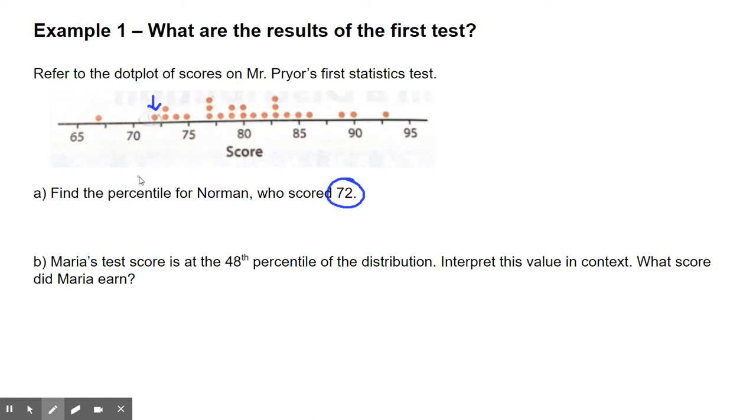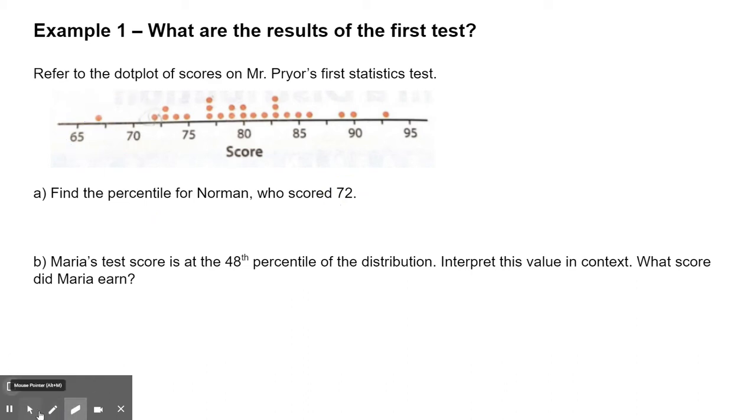Percentile is all of the scores that are less than me. So I'm going to put a circle around all the dots less than 72. There you go. It's a big circle around one dot. So there's only one score less than Norman's 72. To find the percentile, I'm going to take that one score and divide by the total number of dots. 1, 2, 3, 4, 5, 6, 7, 8, 9, 10, 11, 12, 13, 14, 15, 16, 17, 18, 19, 20, 21, 22, 23, 24, 25. Again, I have to emphasize that I'm not including my score in this group of dots. And then I'll multiply that by 100 to get the percentage.